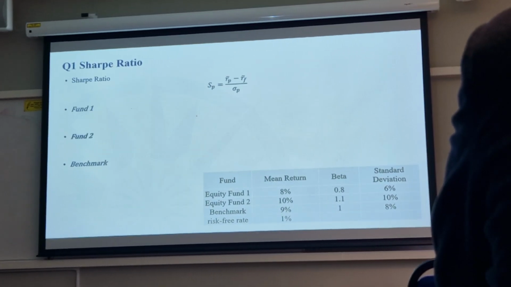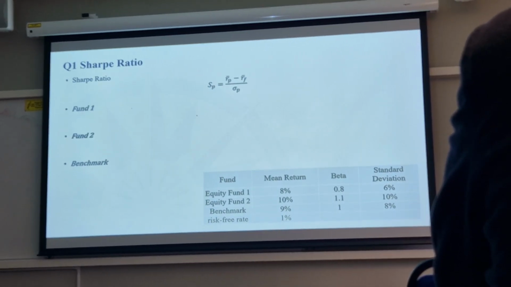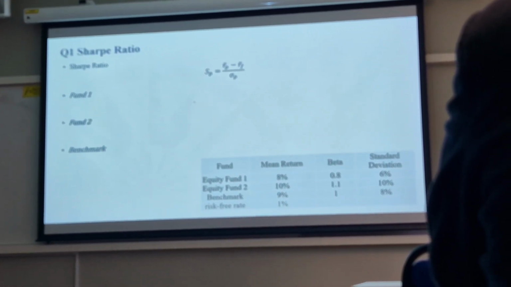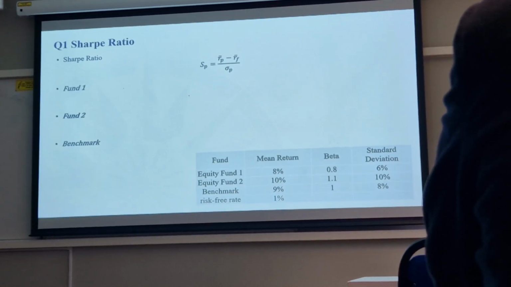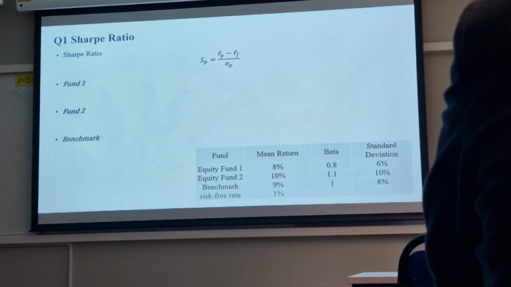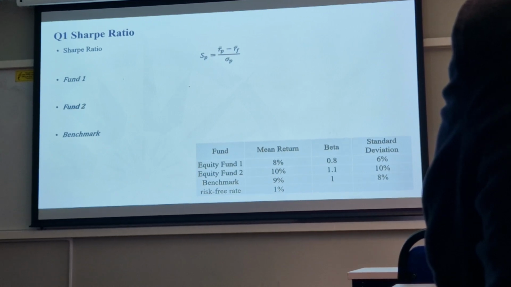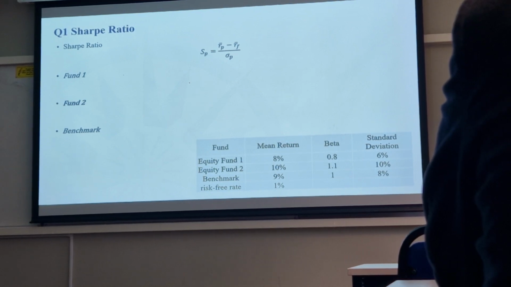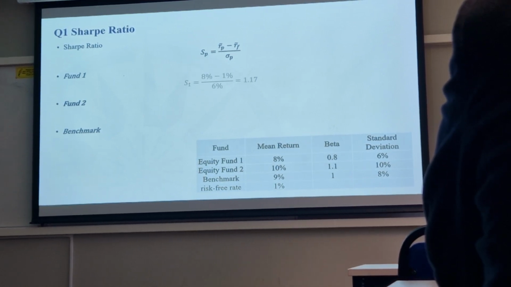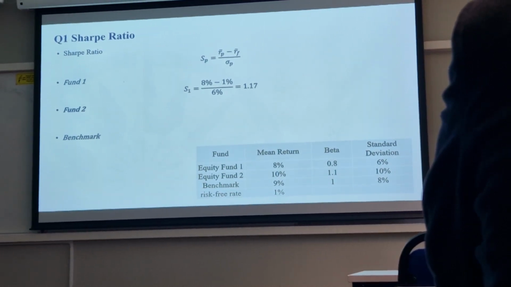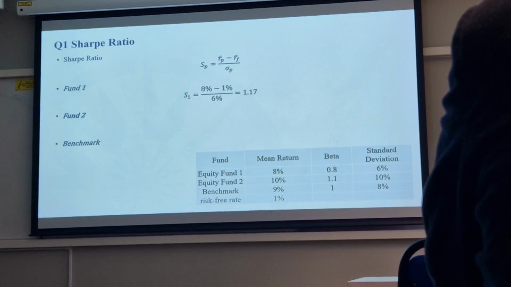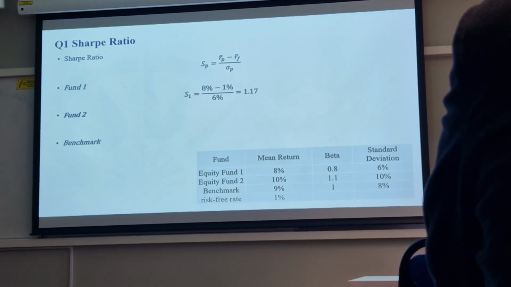And then the Sharpe ratio. So this is the equation, right? It's the excess return of the portfolio or the fund divided by the standard deviation, the total risk of this portfolio. So we have the mean return of this fund, we have a risk-free rate which is 1%, and we have the standard deviation. Just plug in the values. So the Sharpe ratio for ETF 1 is 1.171. What does it mean?